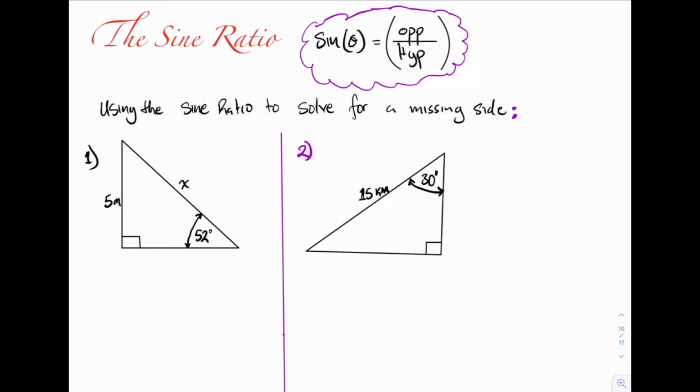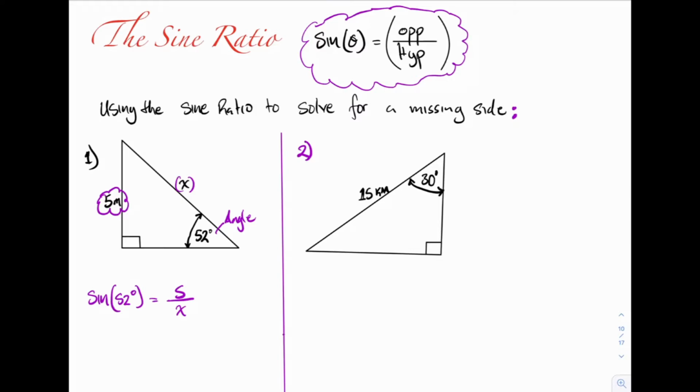So here we have an instance where, for example number 1, we're given this side, which is the opposite side to the angle. Here we have the angle being 52 degrees, and the missing side is the hypotenuse. So let's look at what the sine ratio formula says. It says that the sine of 52 degrees is equal to 5 divided by x. Note here, I am using the exact same form as the equation up here. So my 5 represents my opposite side, my x represents my hypotenuse, and my angle here is 52 degrees.